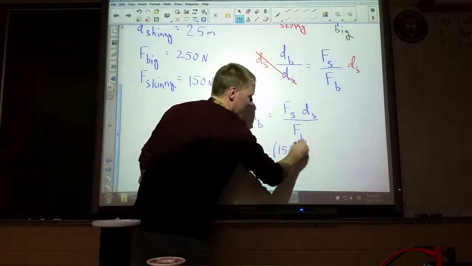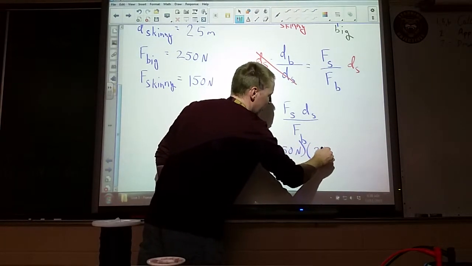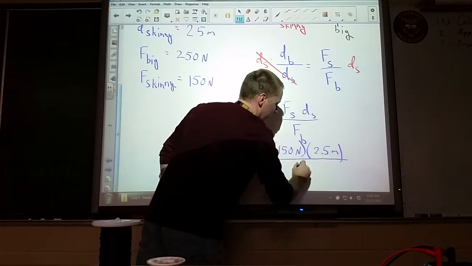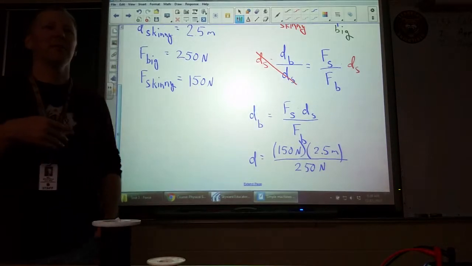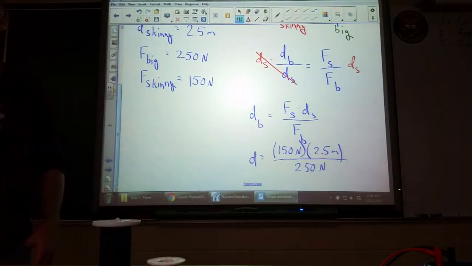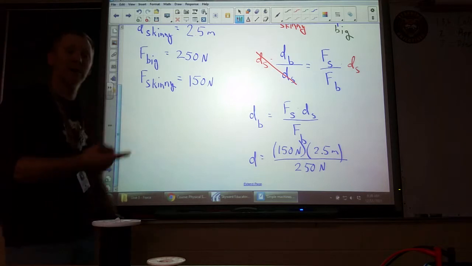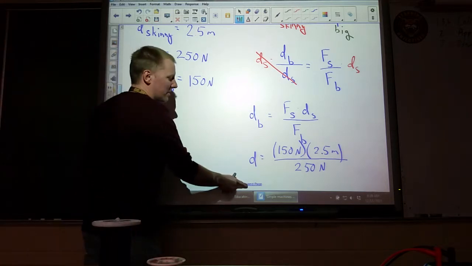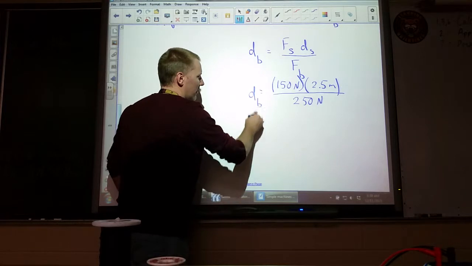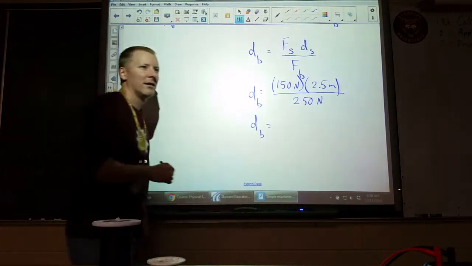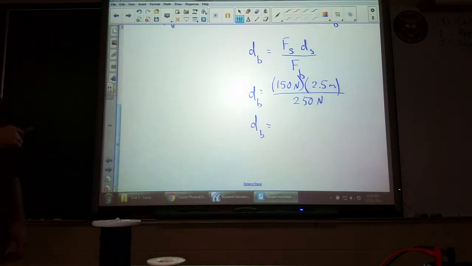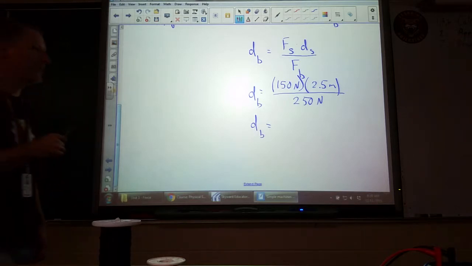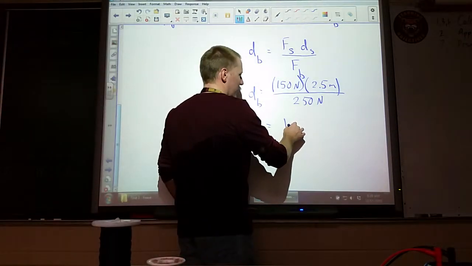150 newtons times 2.5 meters over 250 newtons. Now before we evaluate this, I should ask, is the big kid going to have to be closer or farther away than that 2.5 meters? Closer. So keep that in mind. This will produce a shorter distance. It'll be more than half. It'd be 1. What else? Somebody do it for me. 1.5 meters.